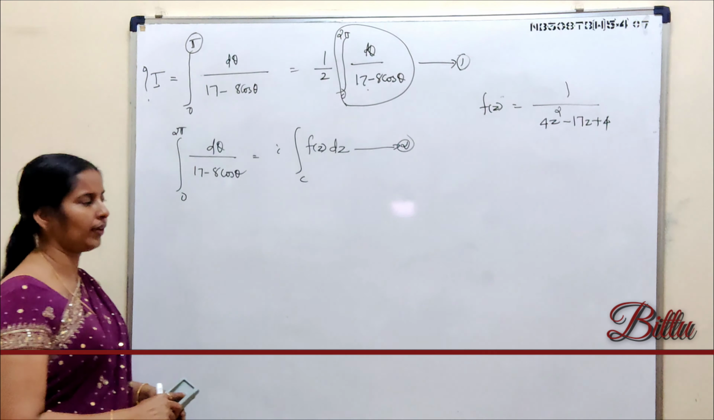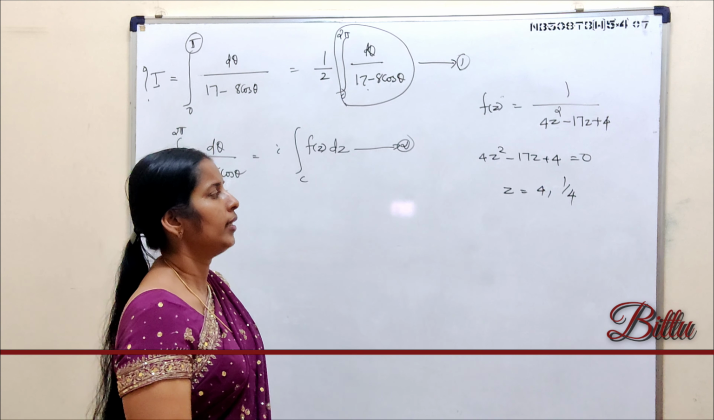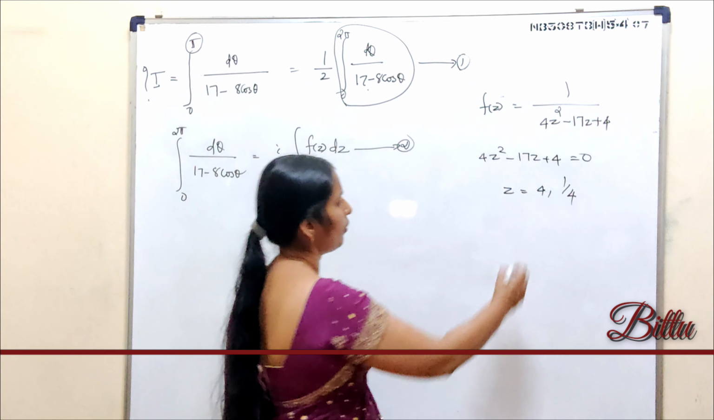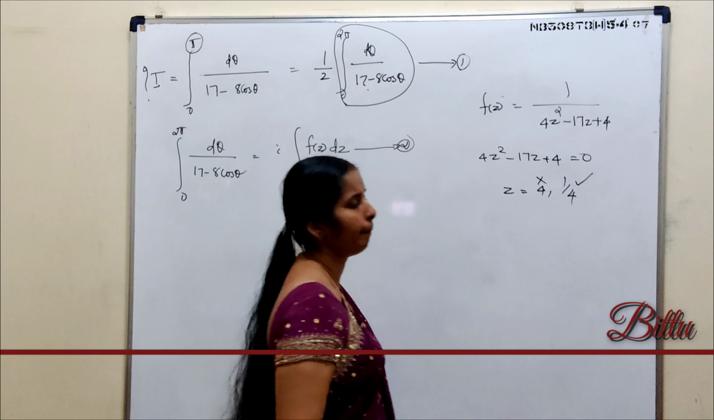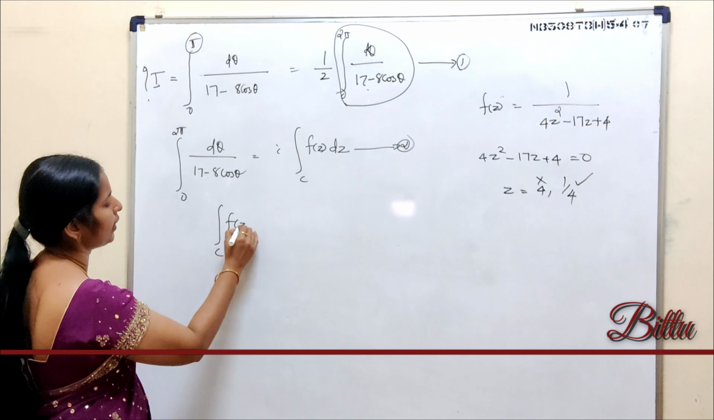So before that, you have to find the singularities which lie within C. Singularities of f z are given by 4z square minus 17z plus 4 equal to 0. You can solve it by your calculator. And you can see the singularities are 4 and 1 by 4. Here, which one is inside of C? C is our unit circle. So 4 will be outside and 1 by 4 will be inside. So by residue theorem, integral over C f z dz is 2 pi I into R1. It is equation number 3.